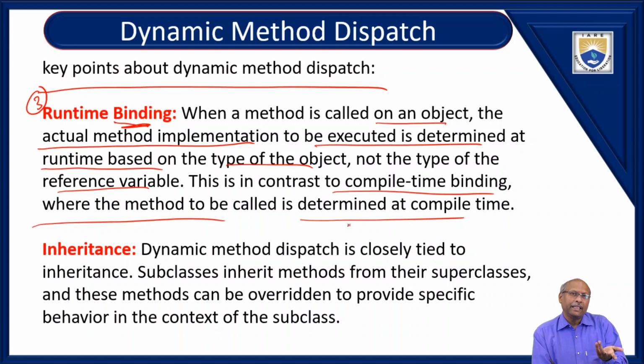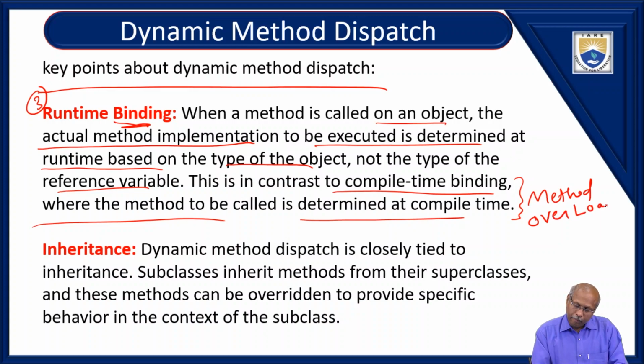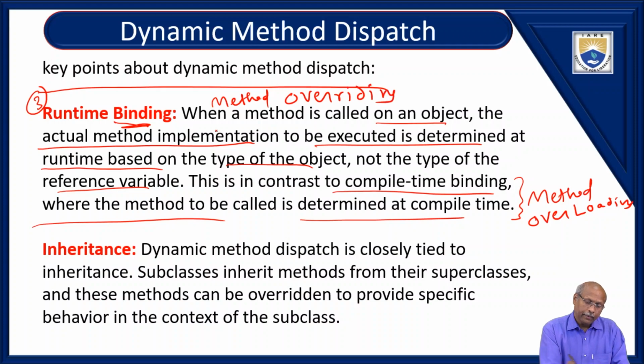One is compile time binding, second is runtime binding. Generally, in method overloading, we will use compile time binding. This is method overloading. Whereas this is method overriding. Method overriding requires runtime binding. Fine. Next, the 4th concept is inheritance.